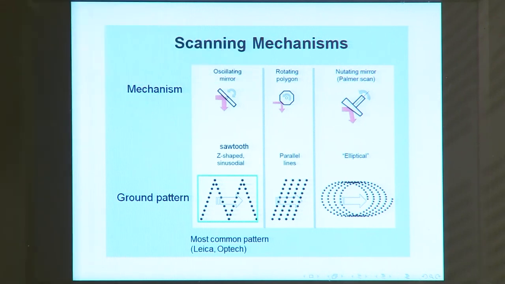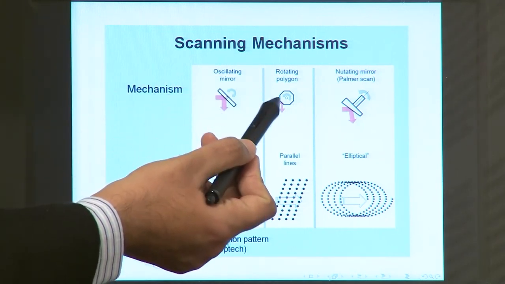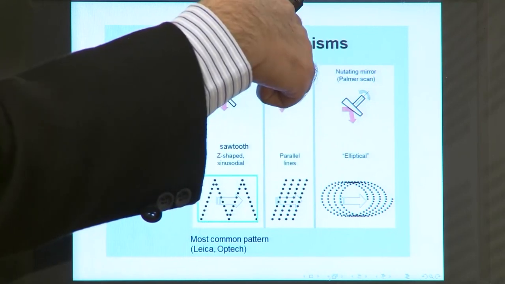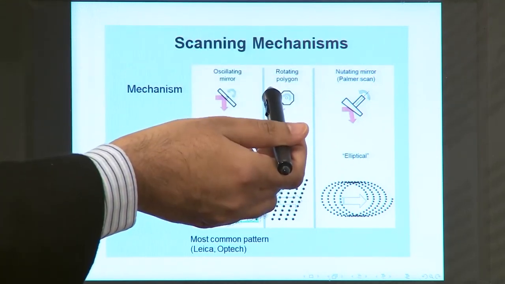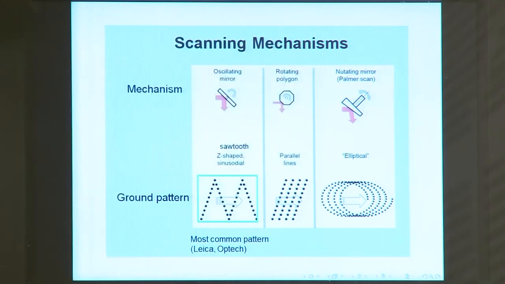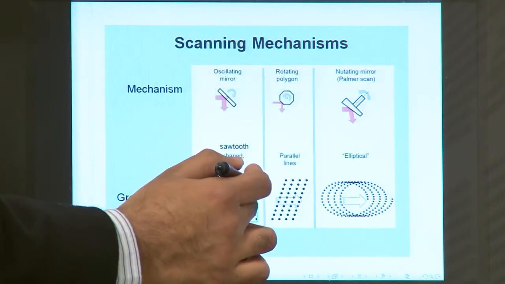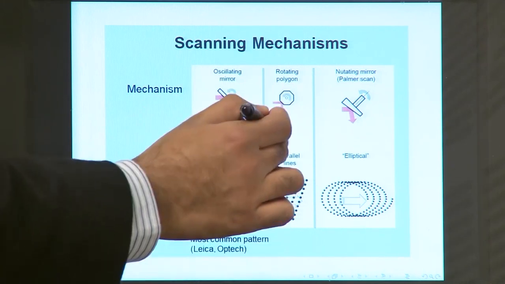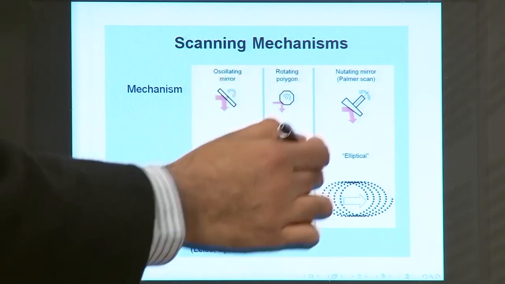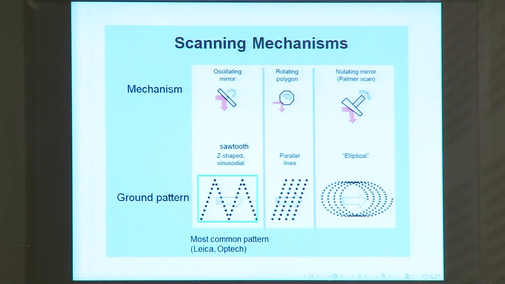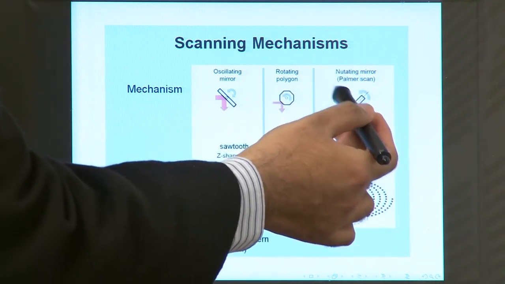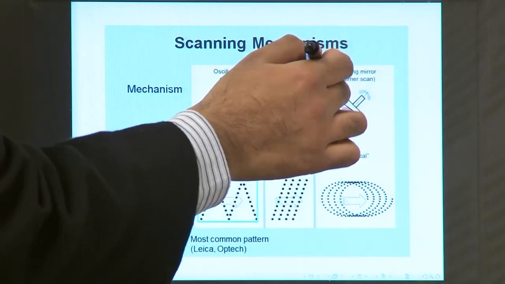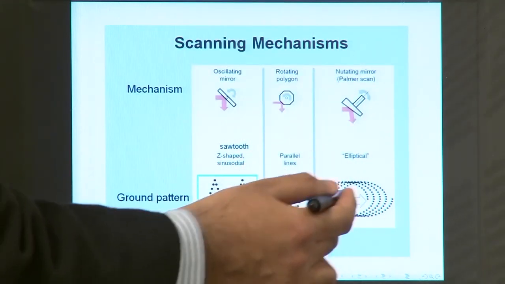Secondly, you can make use of a rotating polygon. Now, in the case of the rotating polygon, this surface which is interacting with the laser will lead to the reflection of the laser, and then the next surface comes. So, in this case, you will be getting parallel lines. From the first surface, you get this line, then from the next surface, this one, then this one, and it goes like this. And in the case of a nutating mirror or a Palmer scan, you have this mirror and it is nutating in this direction, and so you are getting an elliptical shape. So, it goes like this.